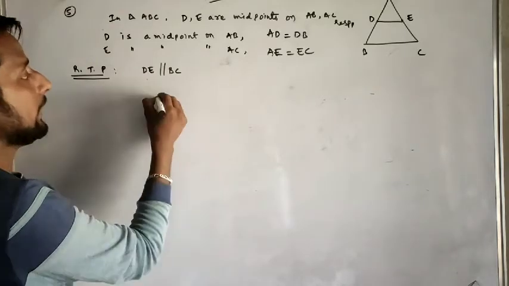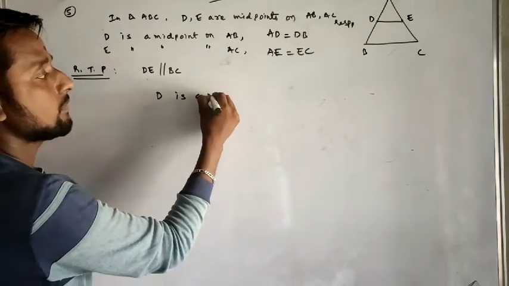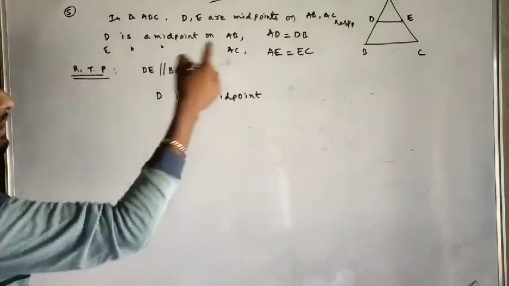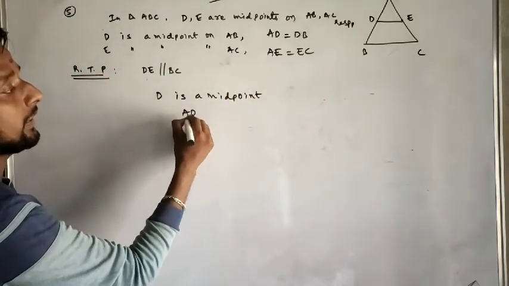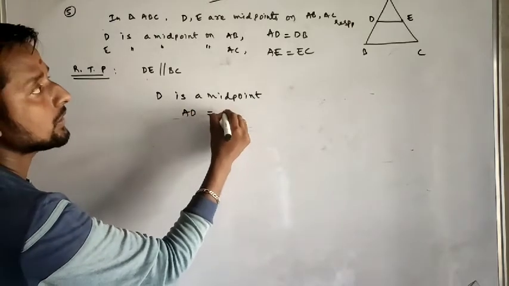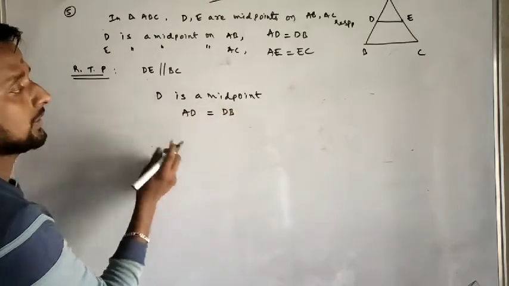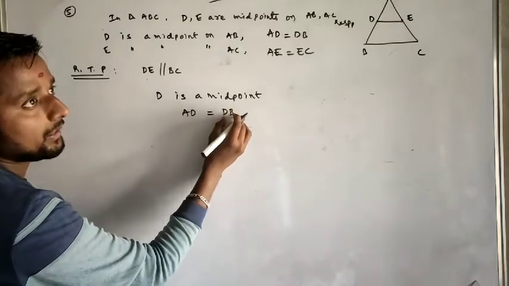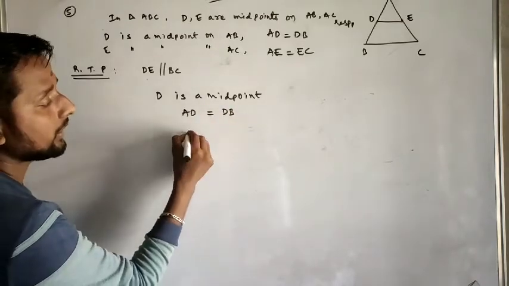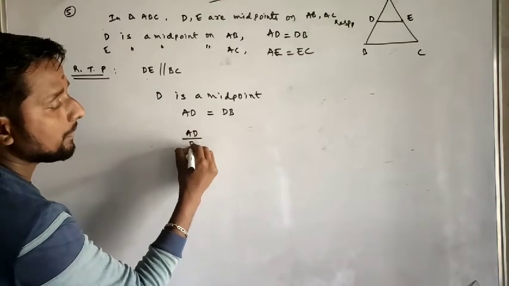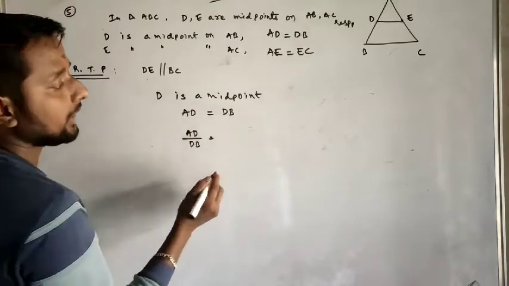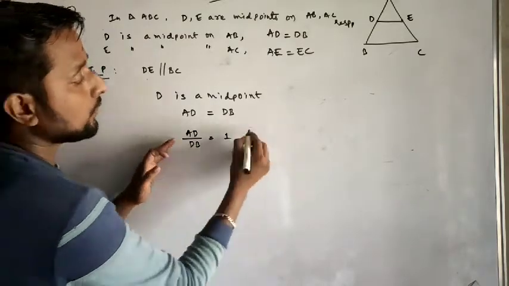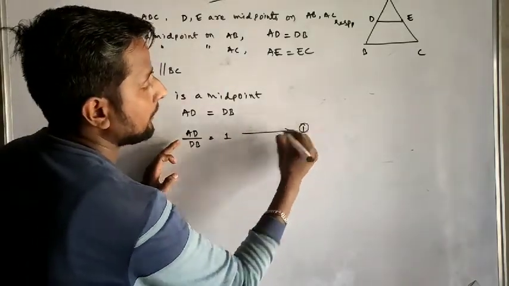Here, what am I writing? D is a midpoint. Next, what have I written there? I have written AD is equal to DB. Next, if you bring DB here, it will divide. So AD by DB, and there is nothing else, so we represent it with a 1. Look at it, we represent it in ratio form: 1.